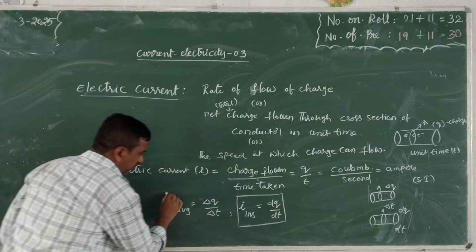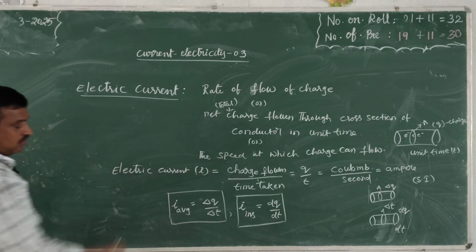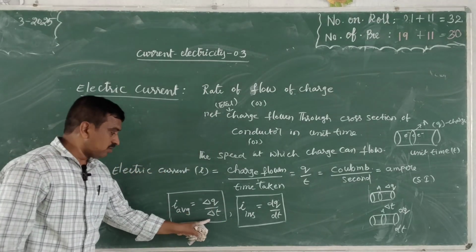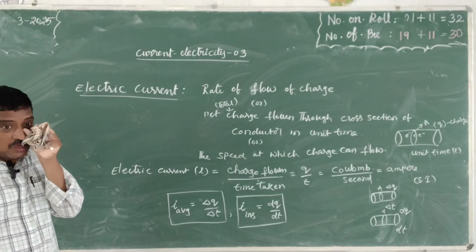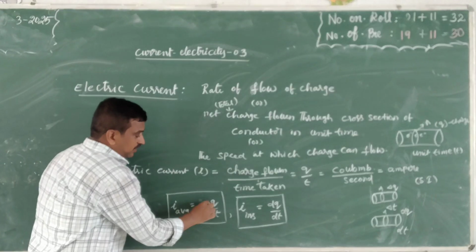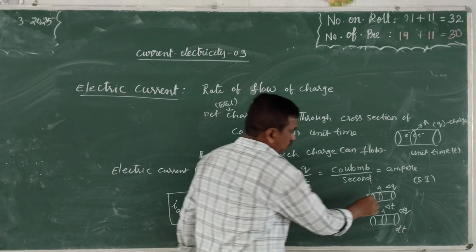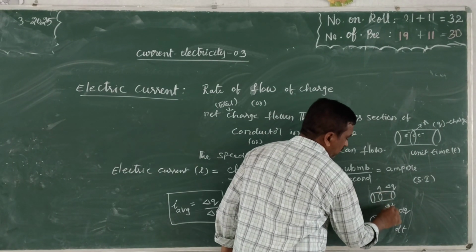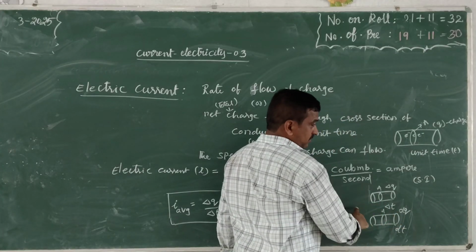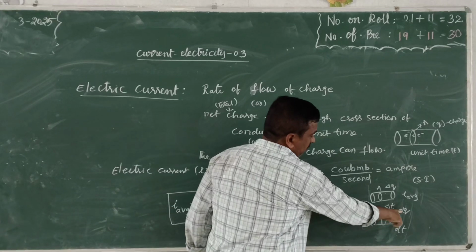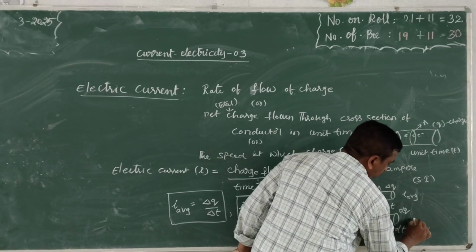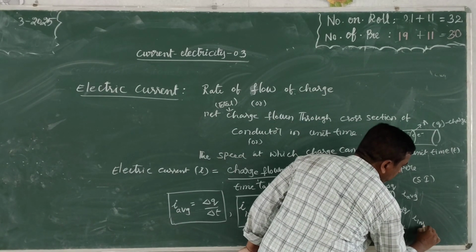Average current means delta q charge in delta t time, that we call it as average current. Average current means delta q charge is flown through, passing through this cross section in delta t time, that is I average. It is dq charge passing through in dt time, that we call it as I instantaneous.